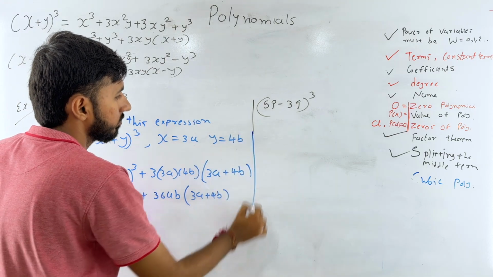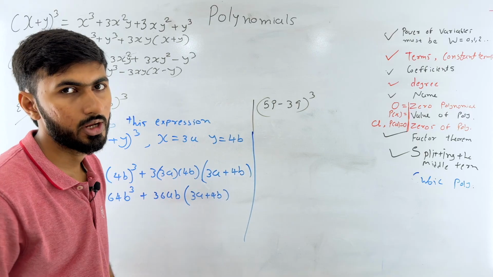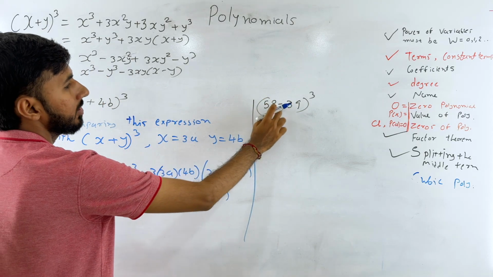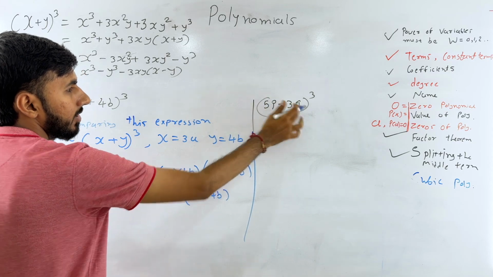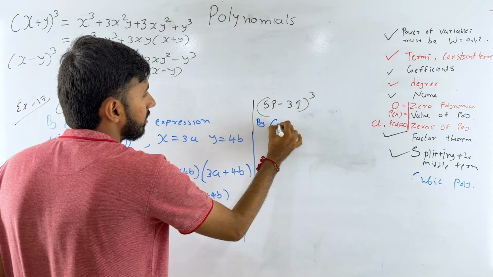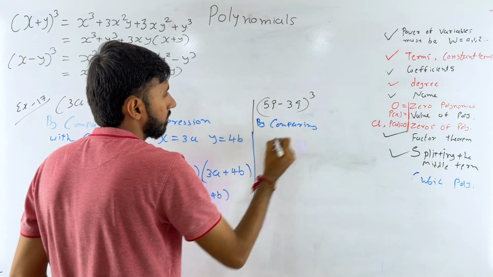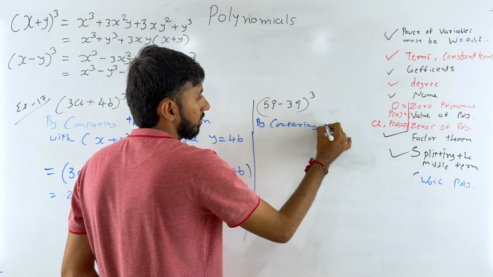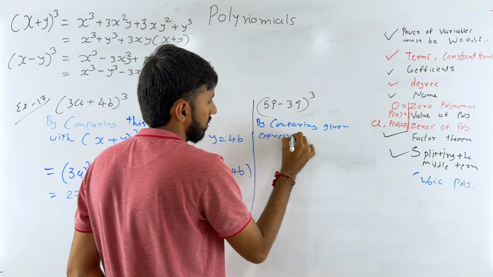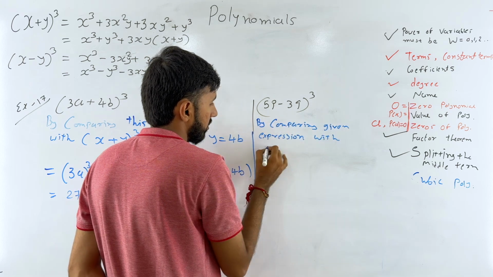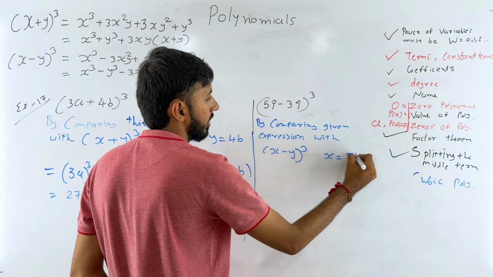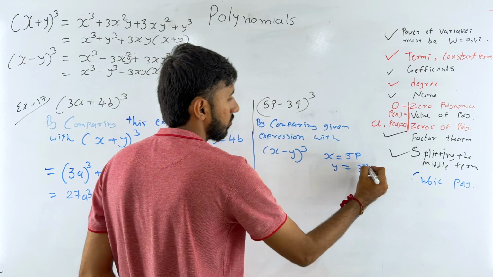Now here I have (5p minus 3q) cube, right? Cube of 5p minus 3q. So I have to use the identity of (a minus b) whole cube, (x minus y) whole cube, right? So by comparing the given algebraic expression with (x minus y) whole cube, I will get x is equal to 5p, y is equal to 3q, right?